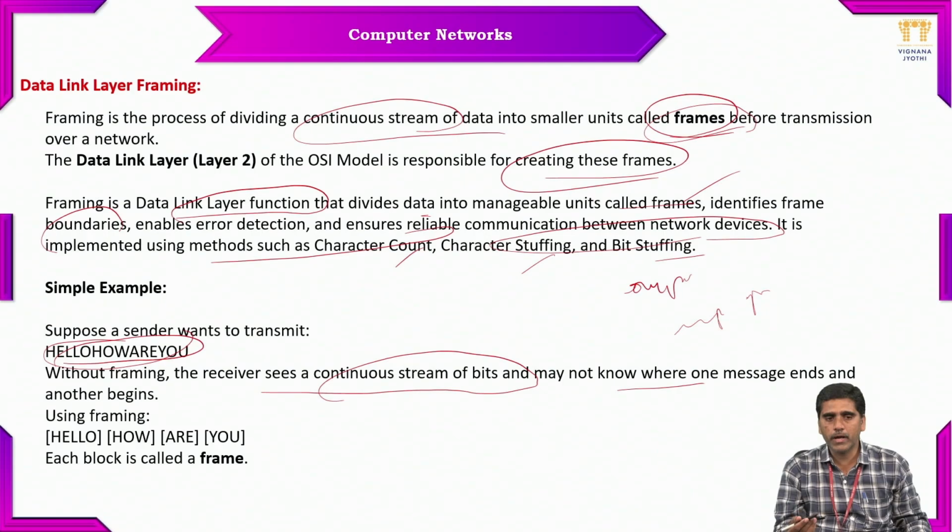That is possible by applying framing. Suppose we use framing here: hello is one frame, how is another frame, r is another frame and u is another frame. If we create all these, it is called framing. The continuous stream of bits is divided into small units: hello is a small unit, how is a small unit, r is a small unit and u is a small unit. Each block is called a frame.